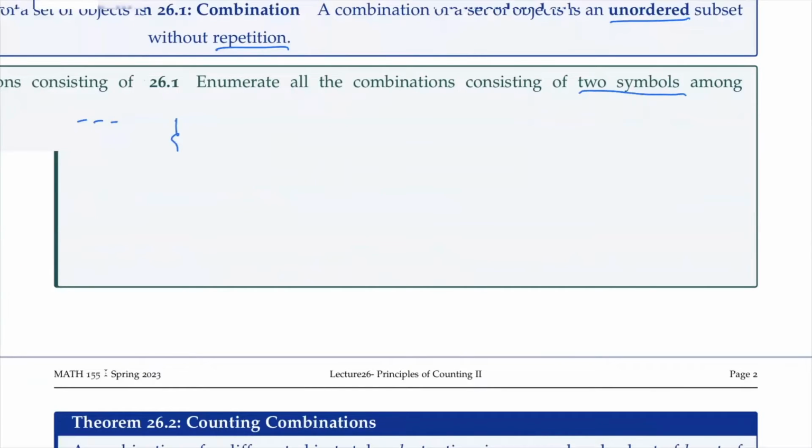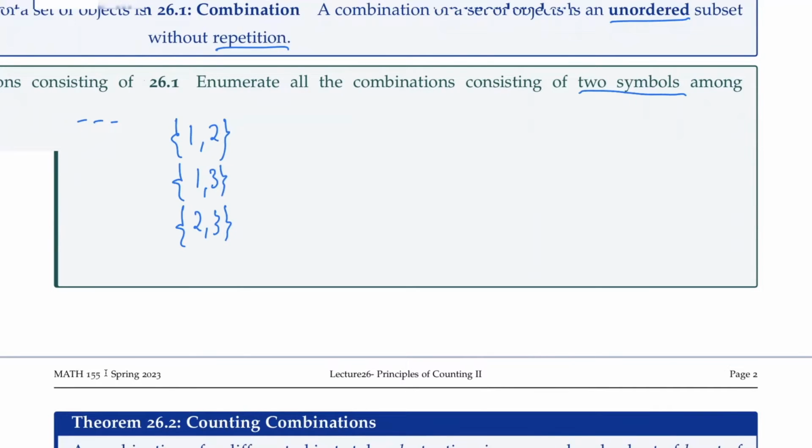We could take the first and the second one. That's one possible combination. We could take the first and the third one. And we could take the second and the third one. And if I try to take the second and the first one, this is a different permutation, but it's the same combination of elements in this set. So 1 and 2 and 2 and 1. We don't want to have this one because we've already counted that combination.